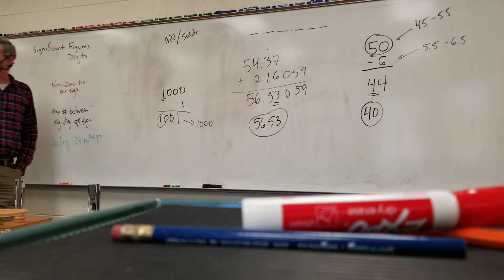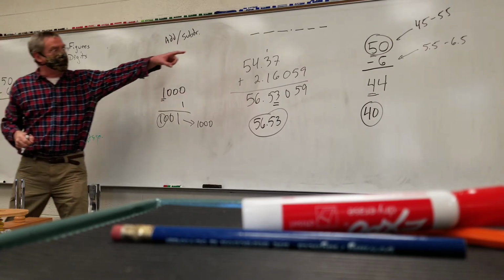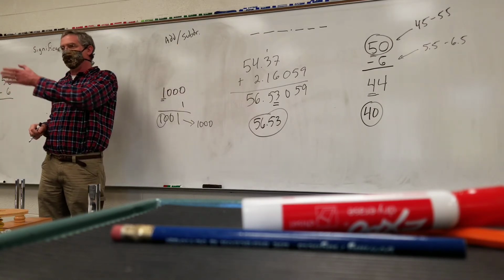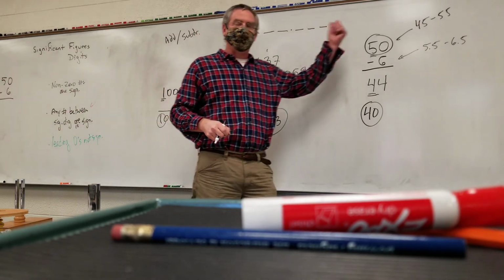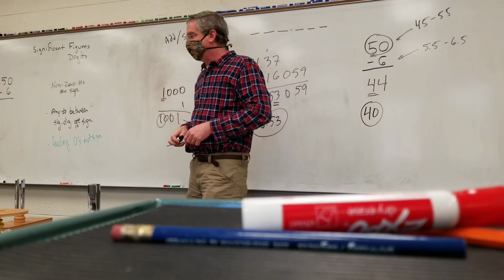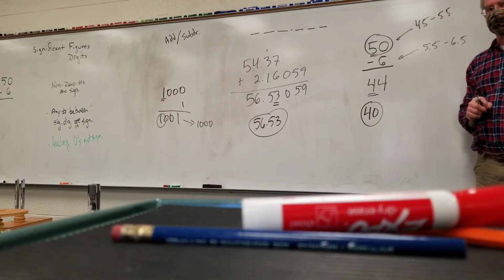Suppose that 50 there were actually represented 50. They did measurements out. It's not between 45 and 55, but between 49 and a half and 50 and a half. How do we indicate that that 0 actually is significant?